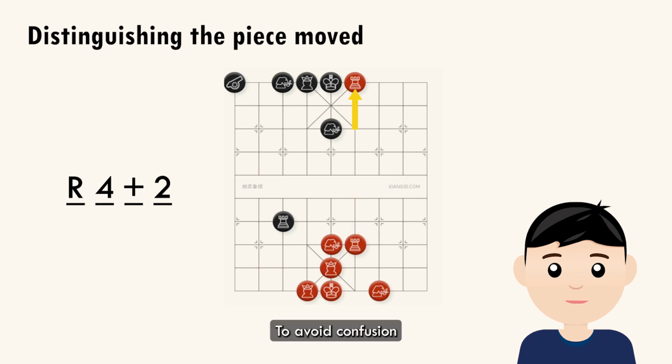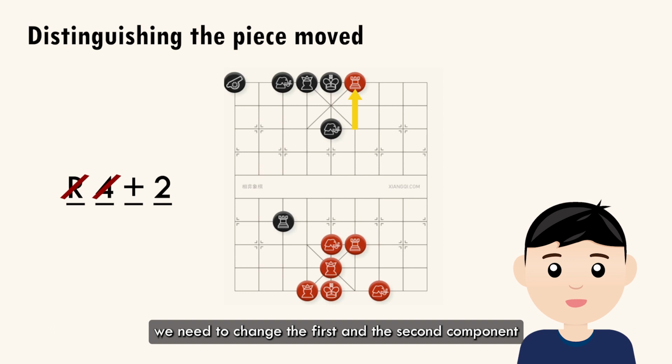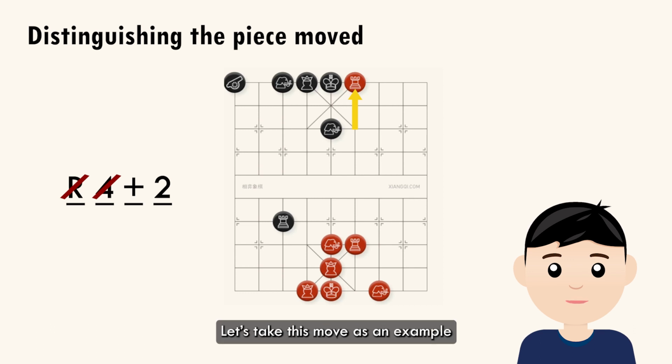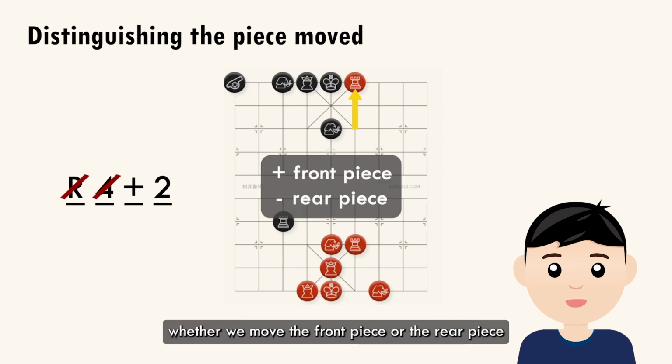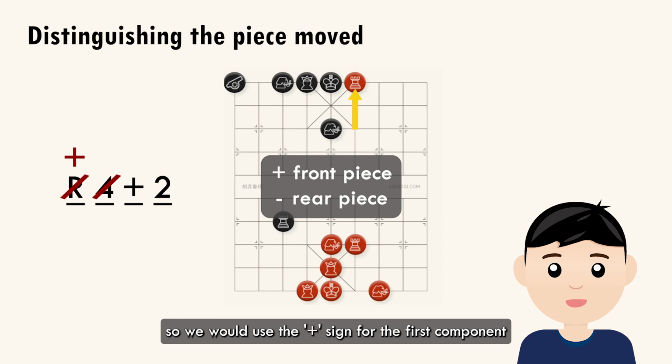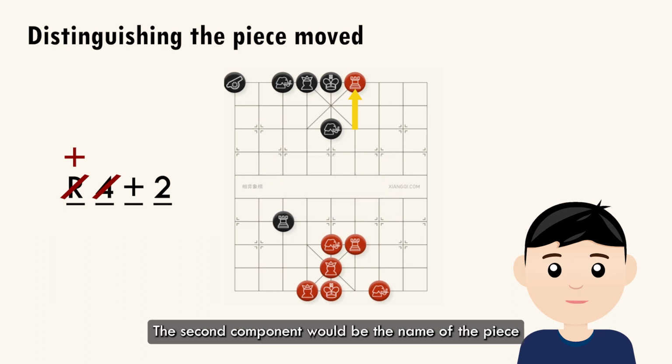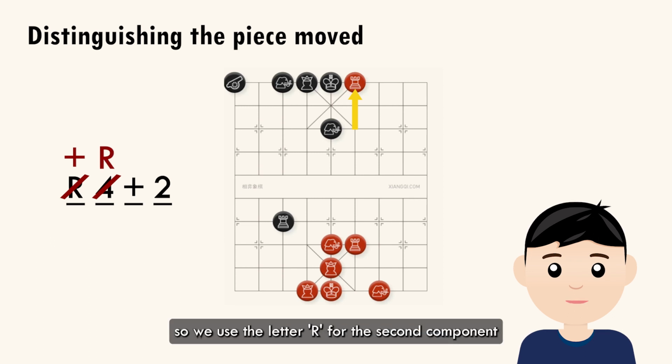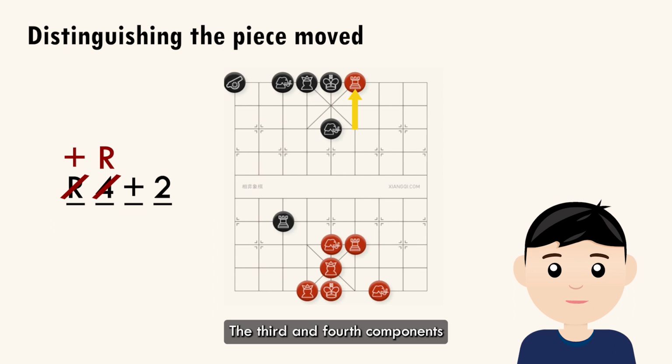To avoid confusion, we need to change the first and the second component in this kind of situation. Let's take this move as an example. We will first need to indicate whether we move the front piece or the rear piece in the first component. From red's perspective, we are moving the front chariot, so we would use the plus sign for the first component. The second component will be the name of the piece, which is chariot, so we use the letter R for the second component. The third and fourth components are just the same as before. It is moving forward by 2 rows, so it will be plus 2. And together we get plus R plus 2.